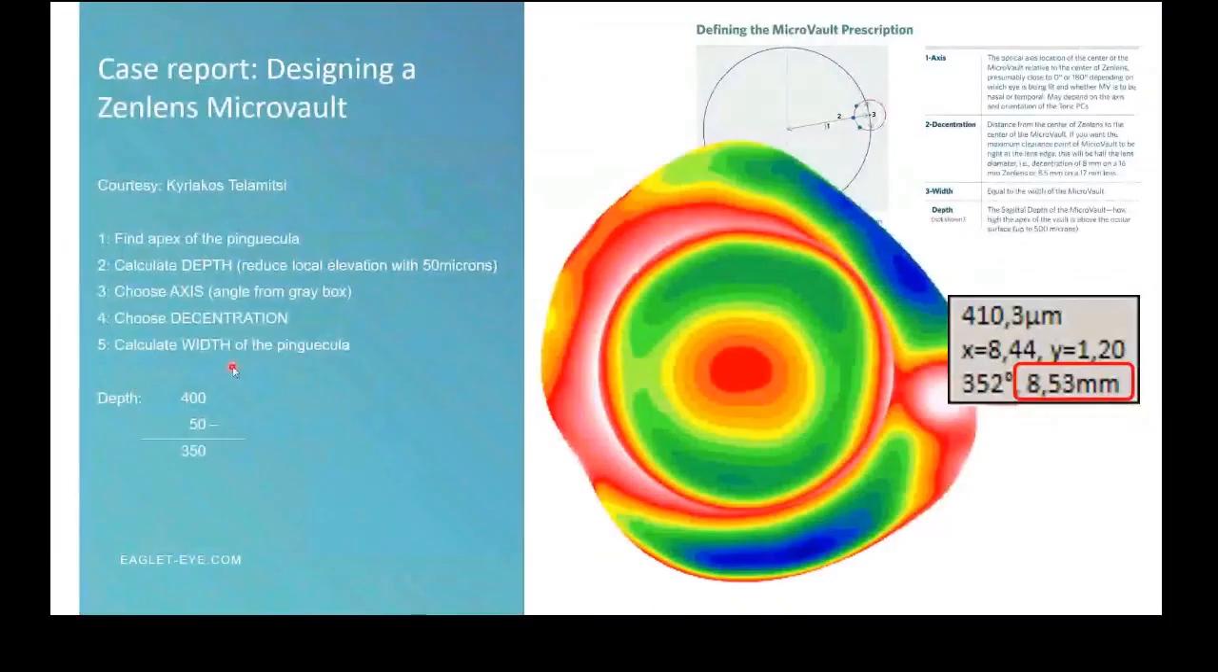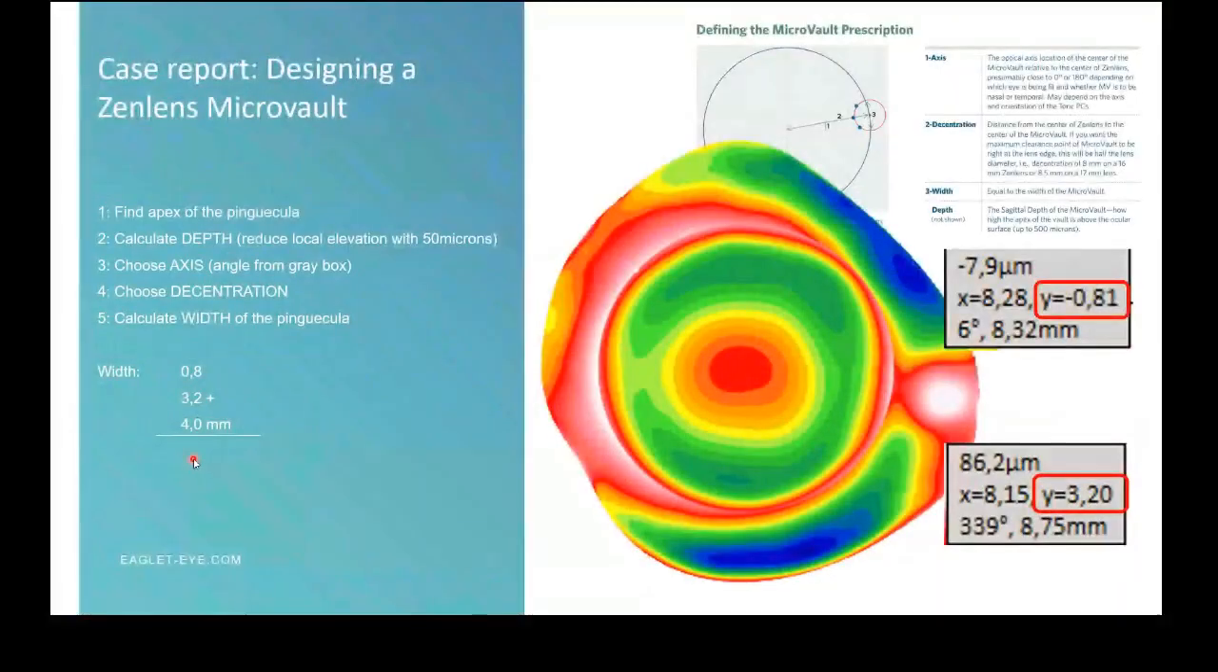The third value is the depth. And the depth is given here. It's 400 microns, 410 microns. I always recommend to keep a gentle touch. So I always reduce it with 50 microns. So my order would be 350 microns of depth.